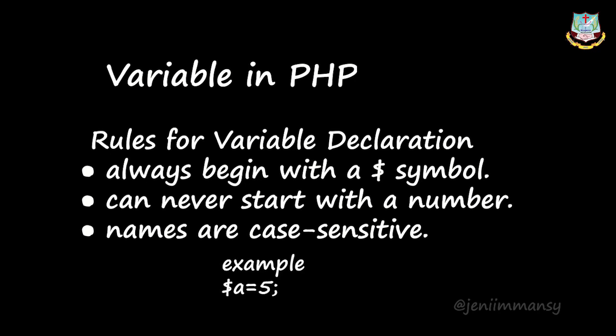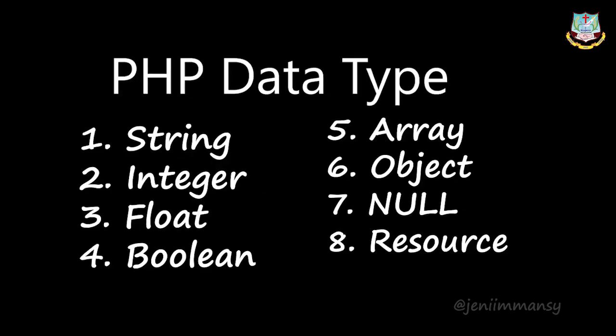$A is equal to 5, then it will end with a semicolon. Same way, $B is equal to 10, and it will end with a semicolon. Okay, this is the example for a variable. Variable means we are assigning some value to a variable, so the name cannot be a number. And if you are giving small a is equal to 5, and if you type capital A, that will be different. So this is case sensitive, and this variable always starts with the dollar symbol.